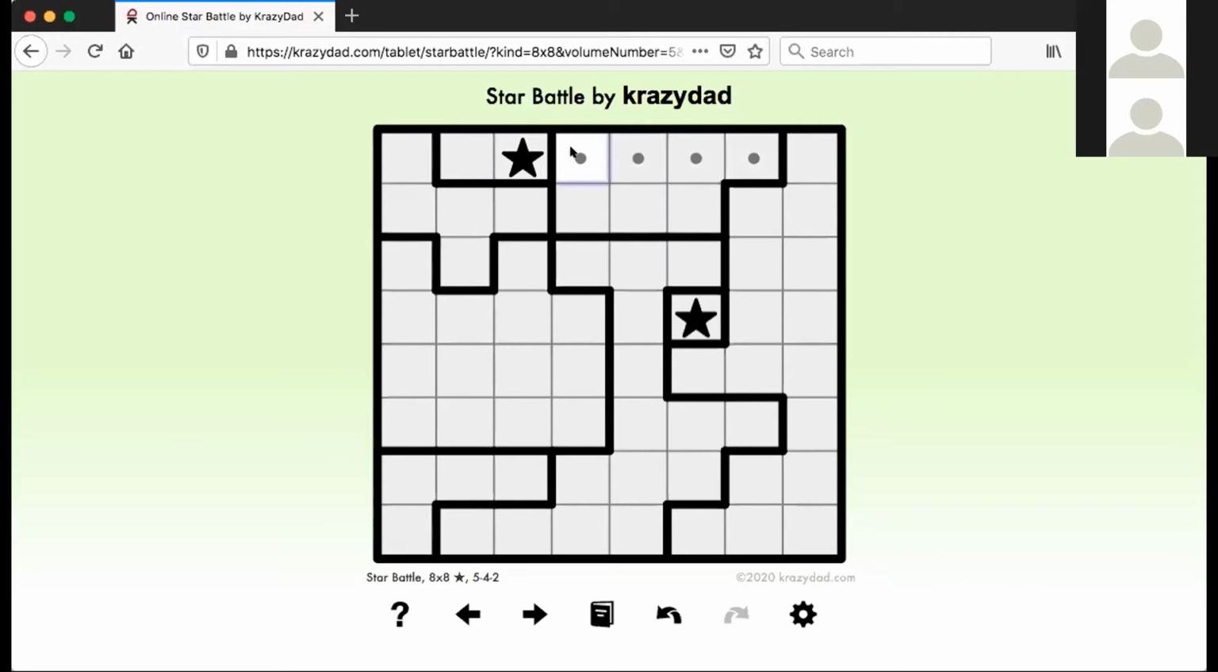Okay, so I'm going to use these dots to show the ones where you said it cannot be. It cannot be here. Why? Because it's adjacent to the star we just put in. Good. And it can't be on the far right because it's in the same column as the first star we put in. Oh, nicely done.